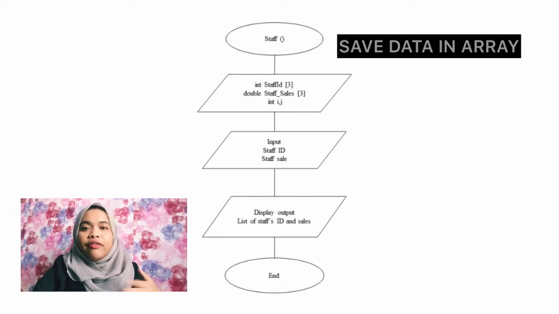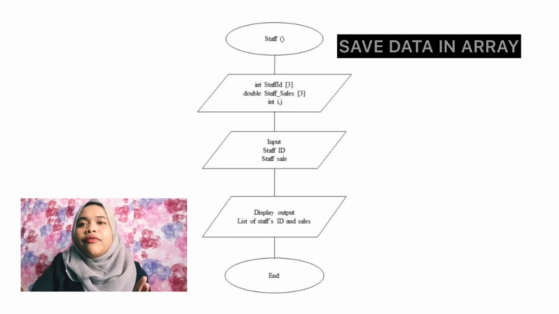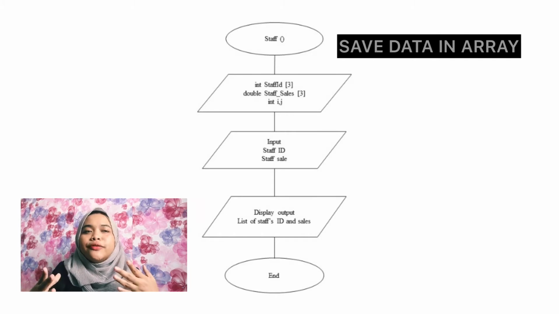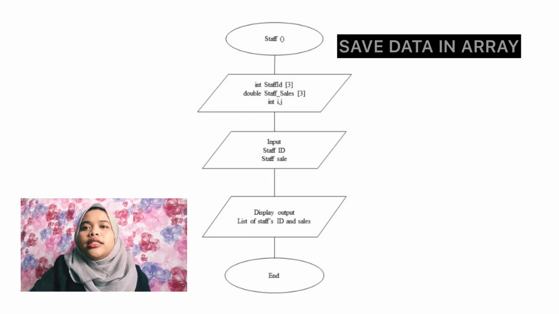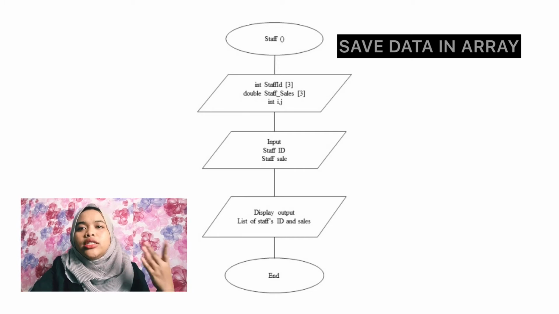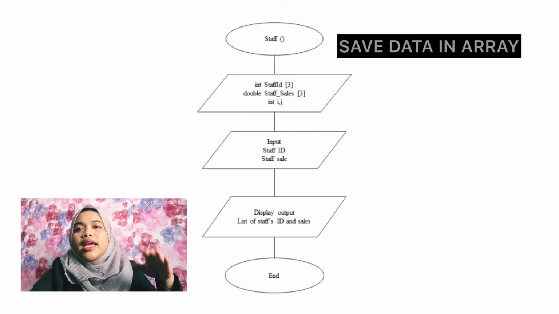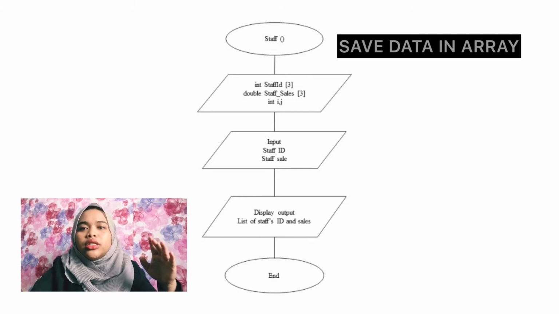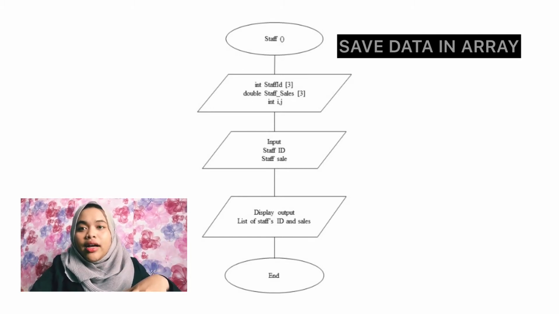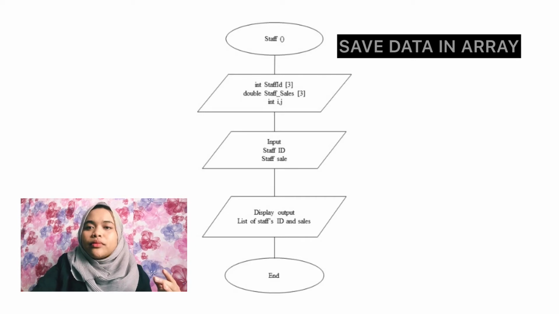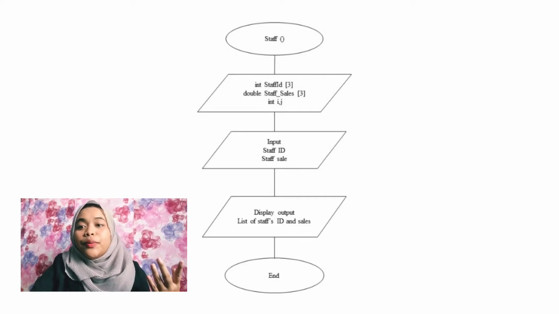Next, for the fifth function, number 5, I want to give appreciation for my staff, so I want to key in all the sales that my staff made on that day, which is I use the staff function. This is all the variable, and then this is all the input, staff ID and sale, and then it will display the output, which is list of staff ID and sales. And then end of the program.